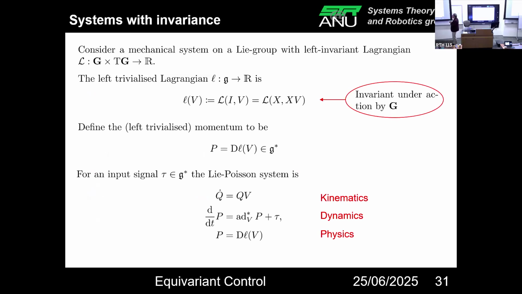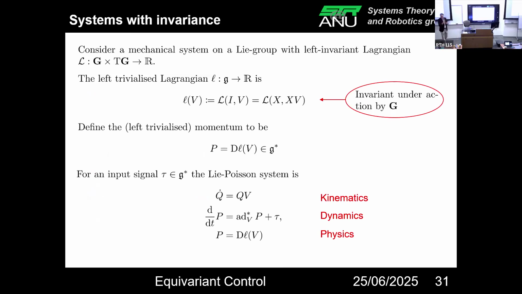Consider a mechanical system on a Lie group. So we're only going to deal with systems on Lie groups at this point, right? And from the classic approach, we're going to consider an invariant system. What that means is that the natural left action on the Lie group, the x and x inverse action, leaves the Lagrangian invariant. So L of x inverse v is the same thing as L of v.